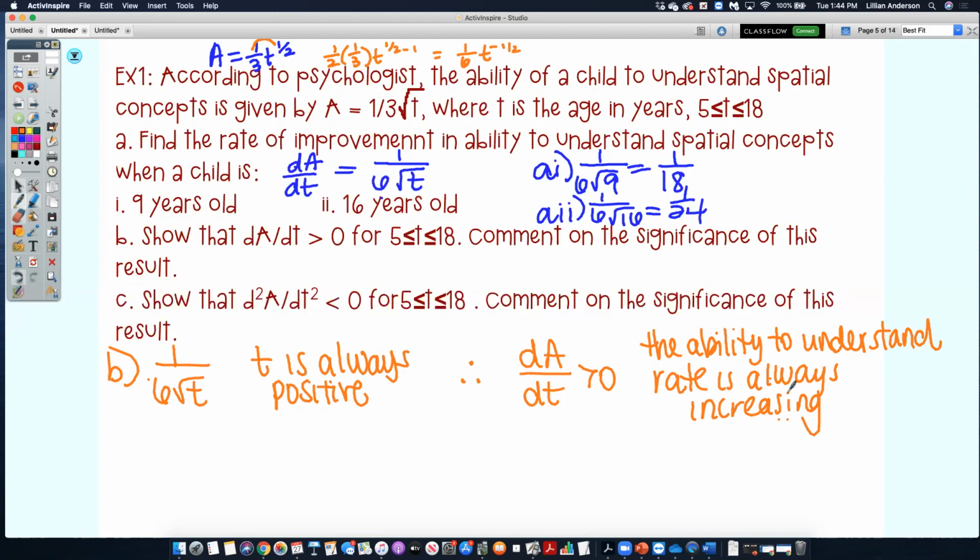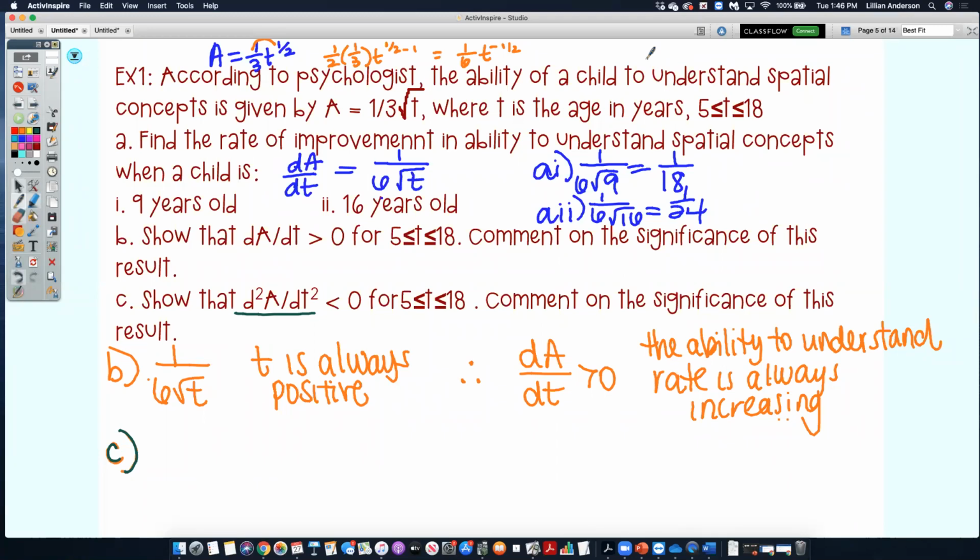So now part C, it says show that d2a over dt squared is less than 0 for the same bounds, and then comment on that significance. Well, this indicates what? Second derivative. So go ahead and find the second derivative first, and then we'll comment on it.